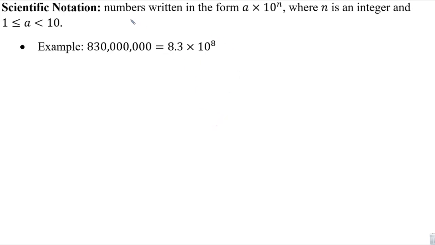Scientific notation are numbers written in the form a times 10 to the n power, where n is an integer, and a is between 1 and 10. So for example, instead of writing 830 million out like this, we could just call it, in scientific notation, 8.3 times 10 to the 8. These two numbers mean the same thing, but the one on the right side is a little bit easier to work with.